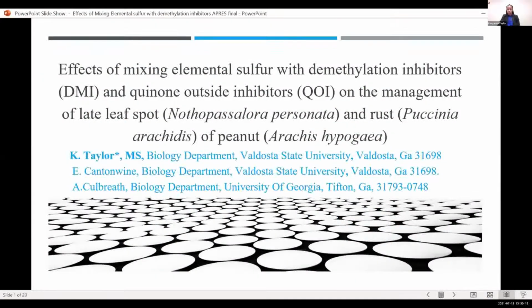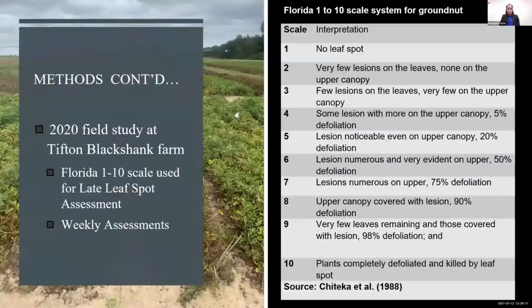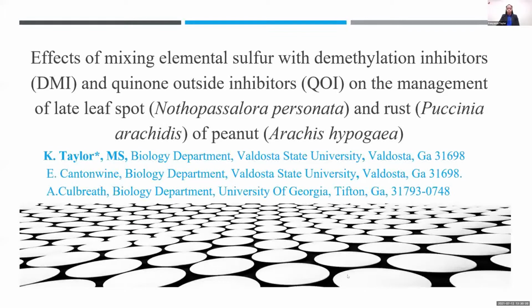The next talk is entitled Effects of Mixing Elemental Sulfur with Demethylation Inhibitors (DMI) and Quinone Outside Inhibitors on the Management of Late Leaf Spot and Rust of Peanut, Arachis hypogaea.